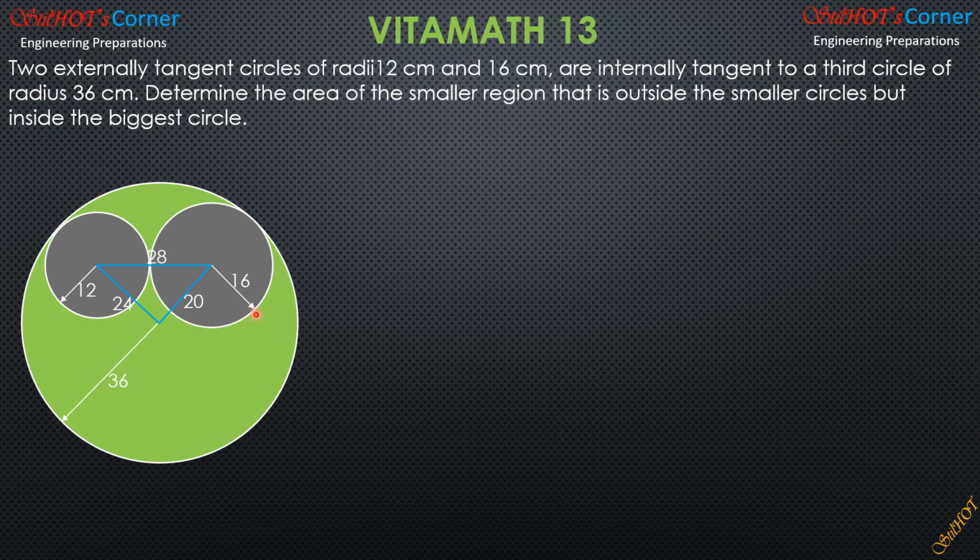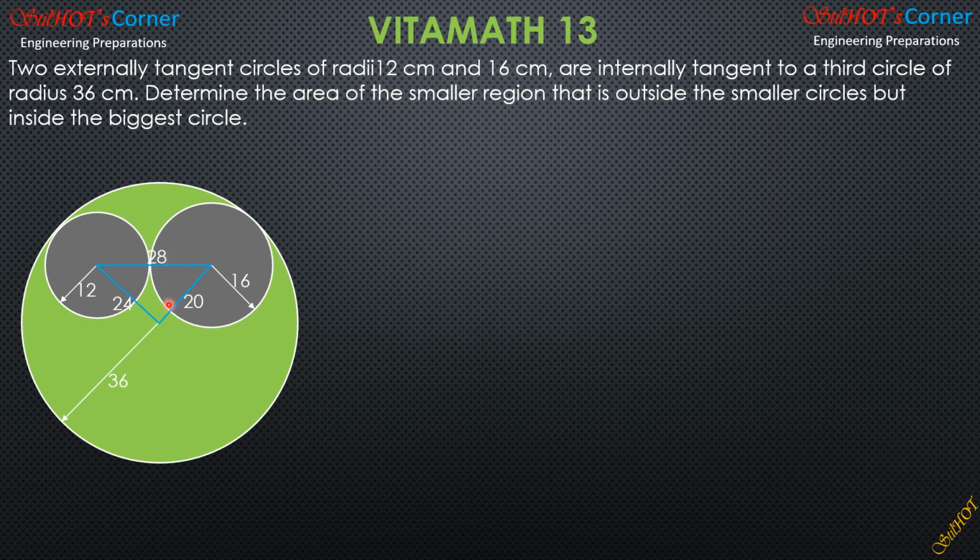So to continue, take note that this triangle is possible because the sum of the shorter sides 20 and 24 is greater than the longest side of the triangle, 28. So always evaluate if the triangle is possible. The problem might be wrong.